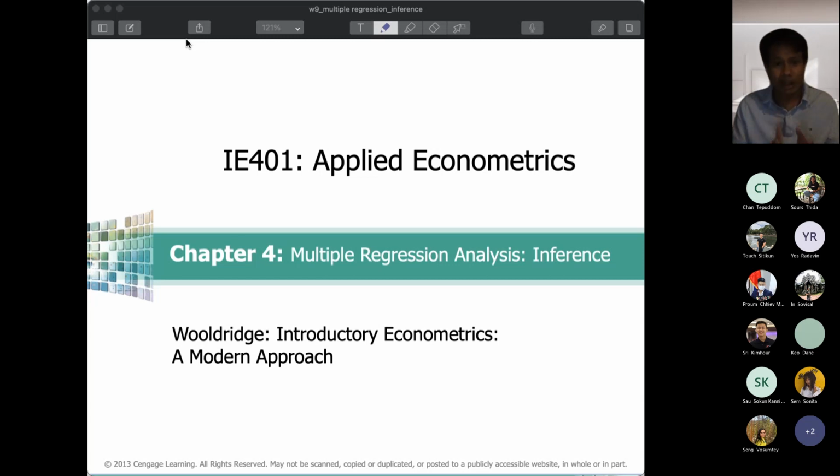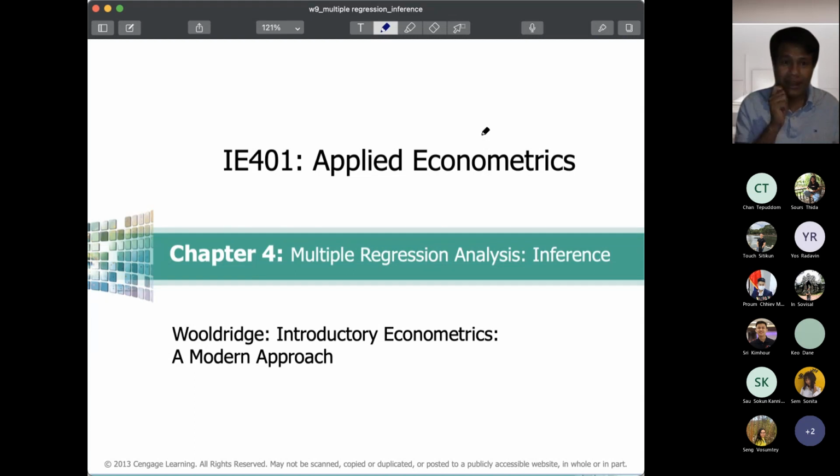Today, we're gonna continue from there to compute the p-value. All right. If we use the p-value to test our hypothesis, we don't have to memorize. We don't have to look at the t-table to find the critical value. All right. So now let's move on to today's session, which is the multiple regression analysis inference.